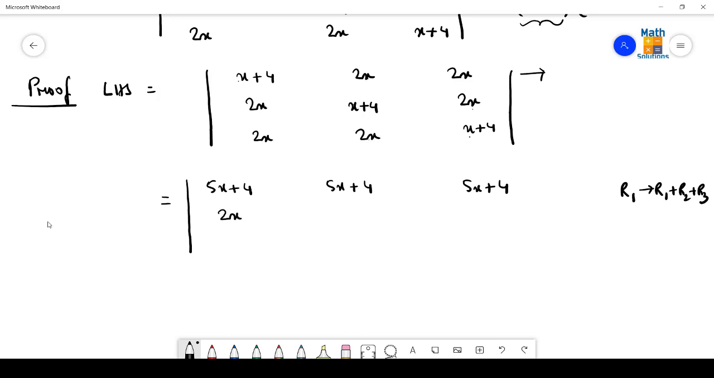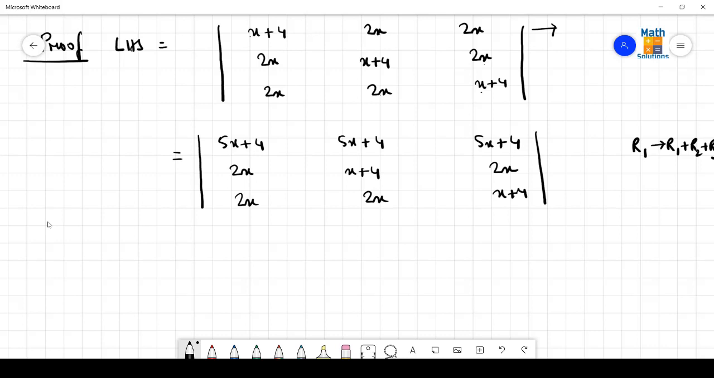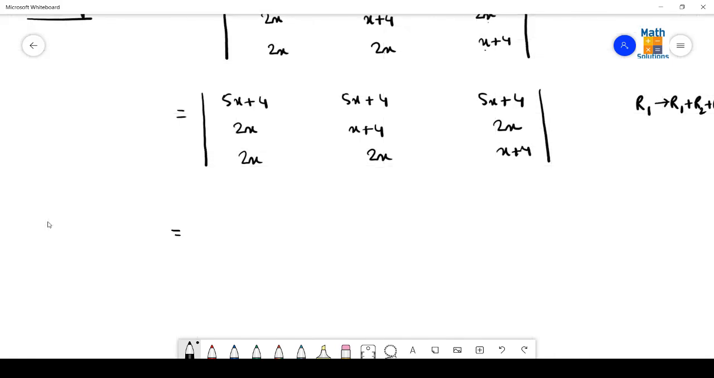Now what are the elements left along the second row? This will remain as it is, no changes will occur here. So this is twice x, then twice x, then x plus 4 here. Then along the first row we can take common 5x plus 4, because along the first row we find only one common term, that is 5x plus 4. When 5x plus 4 is taken out, there will be 1 and 1 left behind. Twice x, then x plus 4, then twice x, then twice x again, then twice x, then x plus 4.